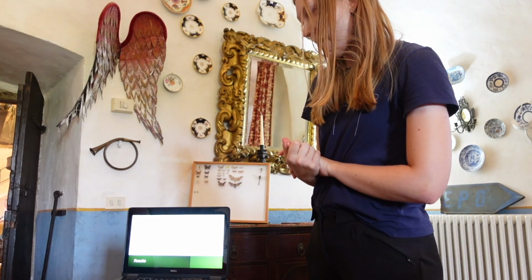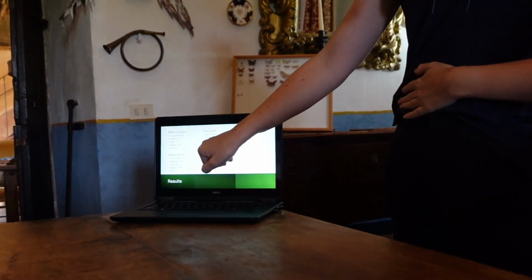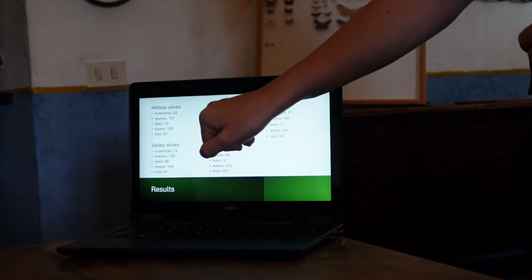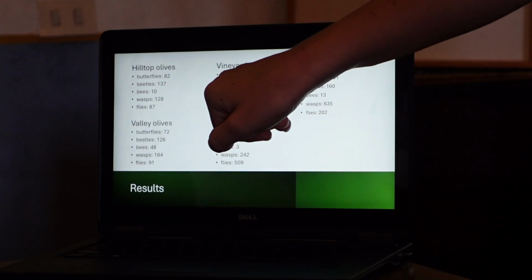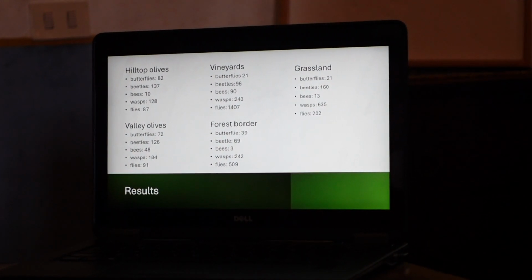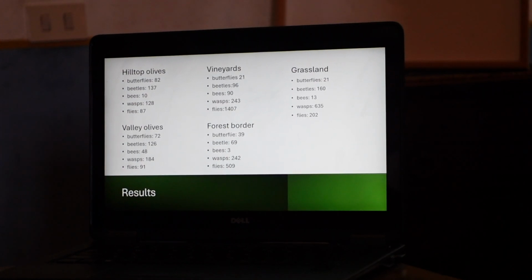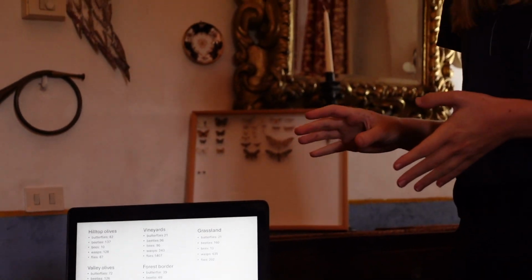Then the results, lots of numbers, I'll show you. Again, the vineyards, you can see wasps 200, flies 400, beetles 90, let's see, bees 90. There were many species here, and this is just the count, not the different specimens of the different species. I'll have to identify some more, but this is the results so far.